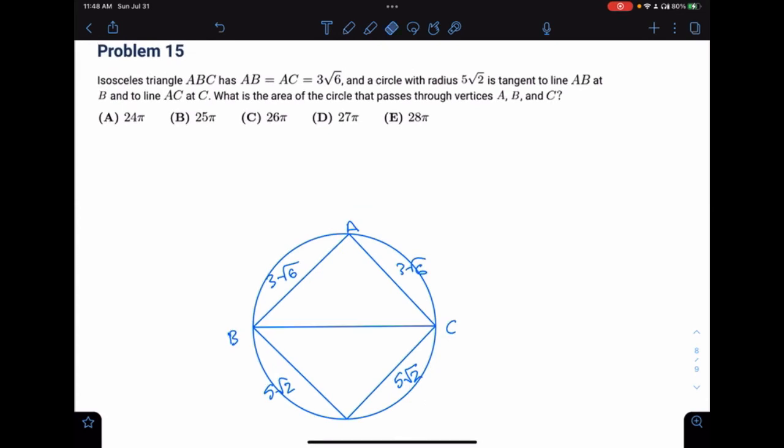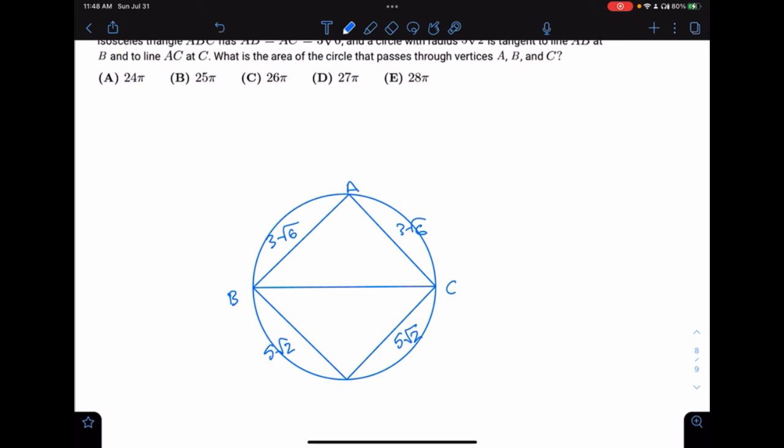Okay, so problem 15. Isosceles triangle ABC has AB equal to AC equal to 3 root 6, and a circle with radius 5 root 2 is tangent to the line AB at B and the line AC at C. What is the area of the circle that passes through vertices A, B, and C? Okay, so let's take the center of our circle O1. Then we know that we'll have a right angle here and a right angle here because the circle is always tangent to a line at a right angle.